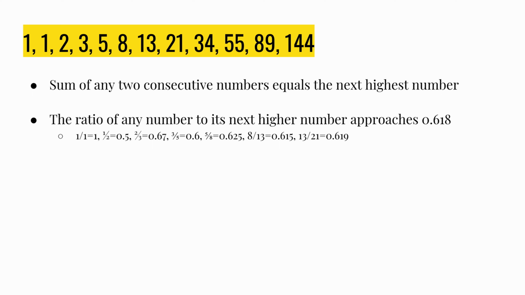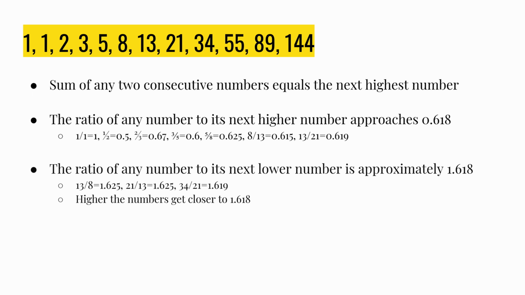13 divided by 21 is 0.619, which is closer to 0.618 and is further down than 8 and 13, which makes sense. This means that as we go further down the line, we get closer to the 0.618 number. Third, the ratio of any number and its lower number is approximately 1.618. Using the same logic again, we see 21 and the next lower number is 13.